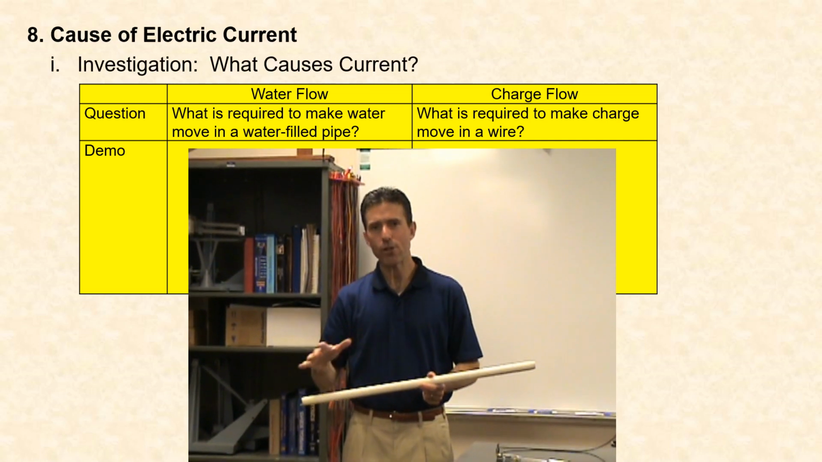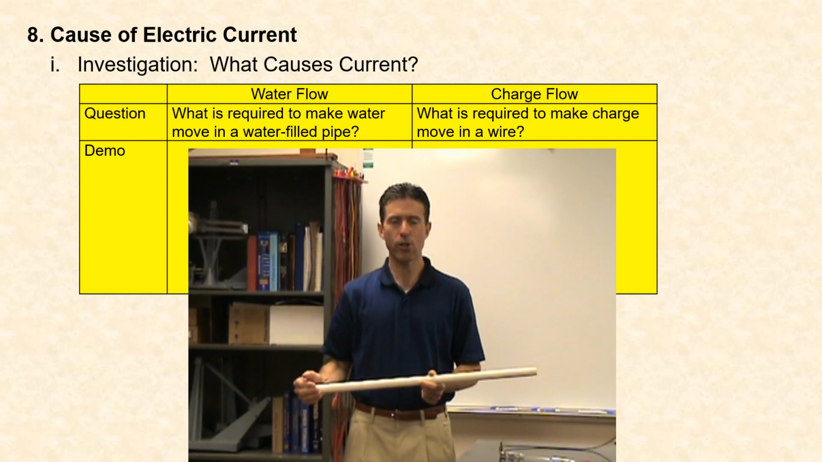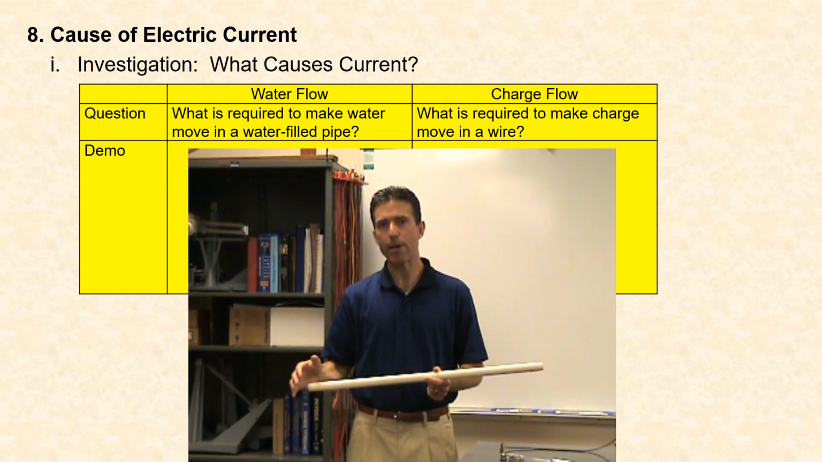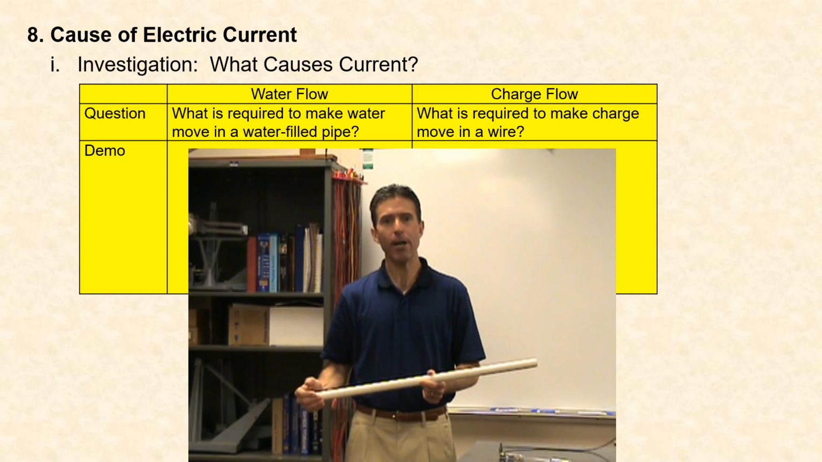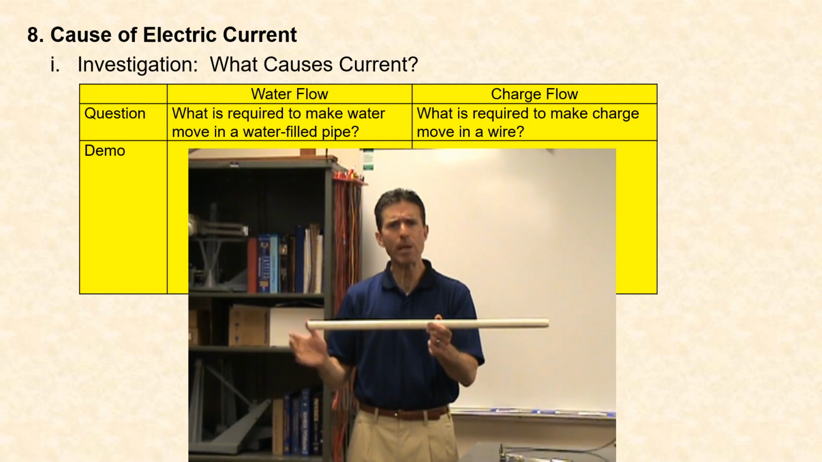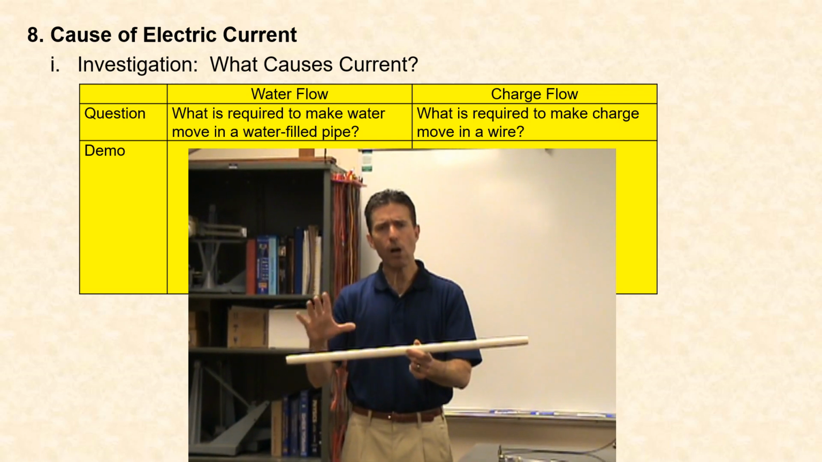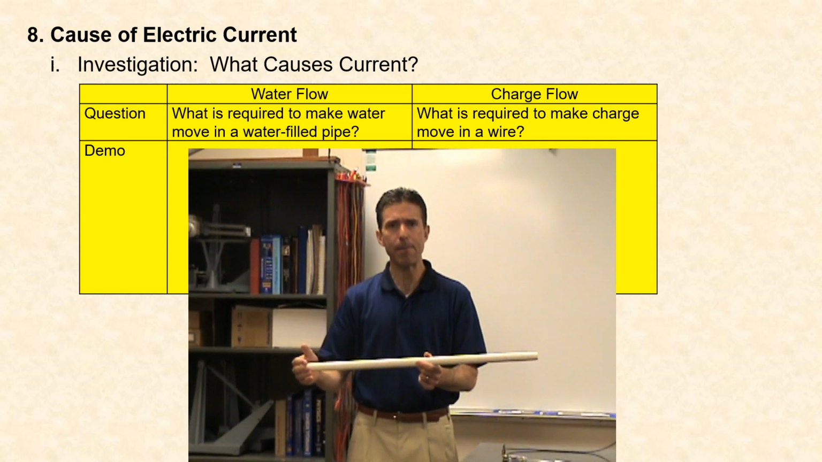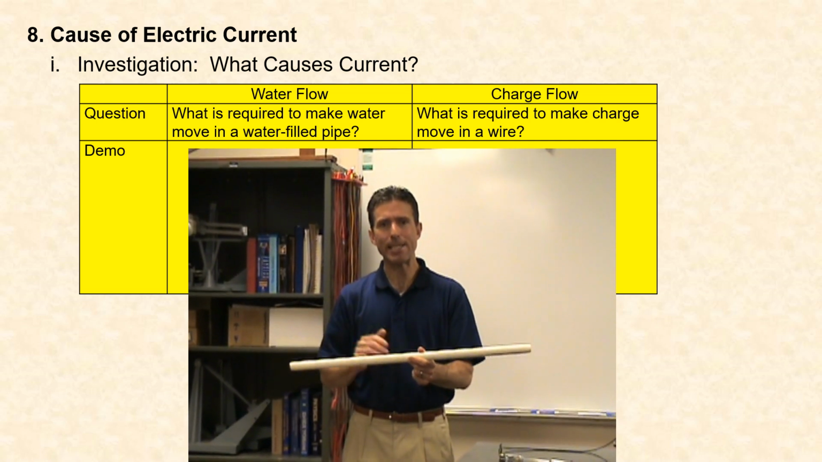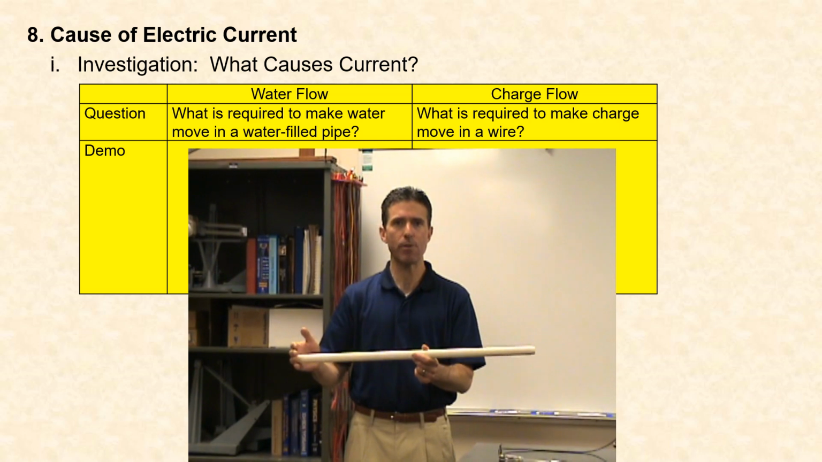So the question is, what causes electric current? Well, here's a case where we can use our water analogy to help us out. In the same way, we can ask the question, what causes water to flow through a pipe? We say, well, there's got to be a difference in pressure across the ends of the pipe.